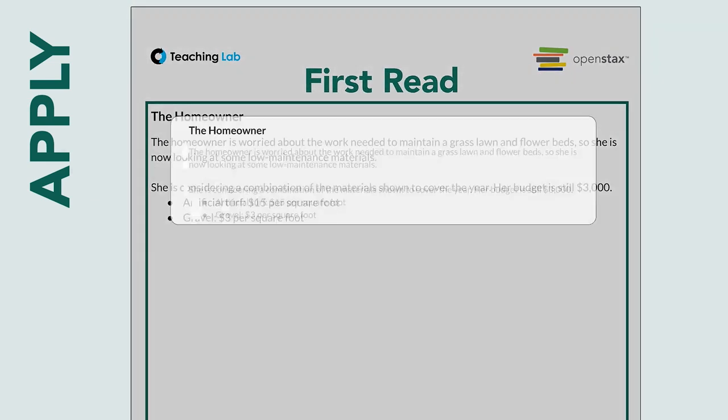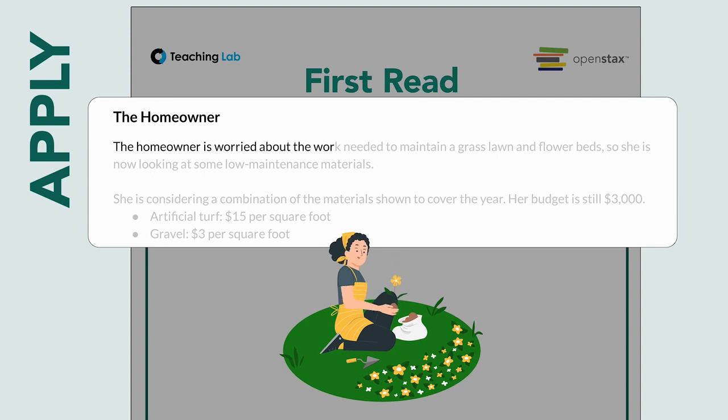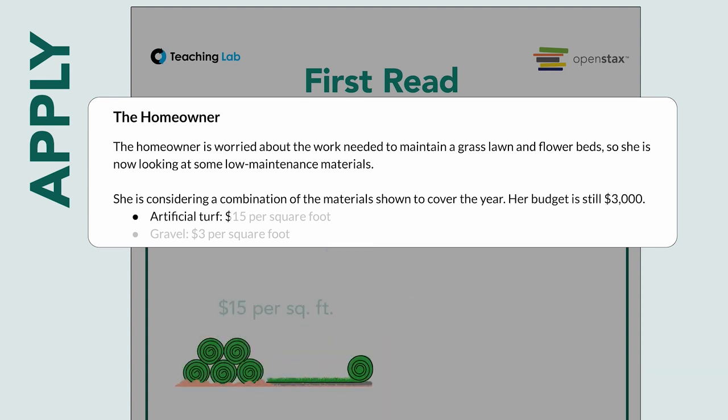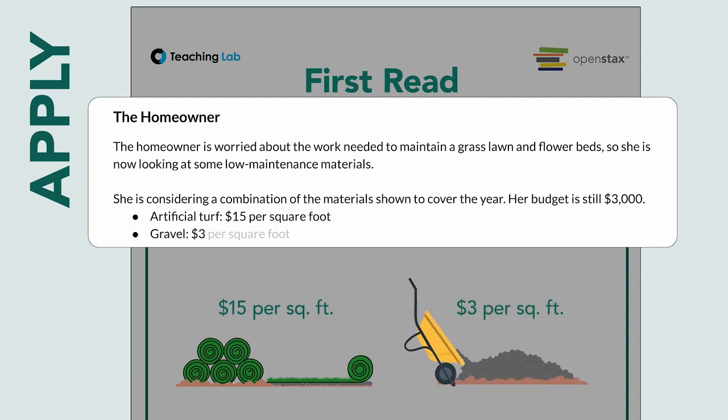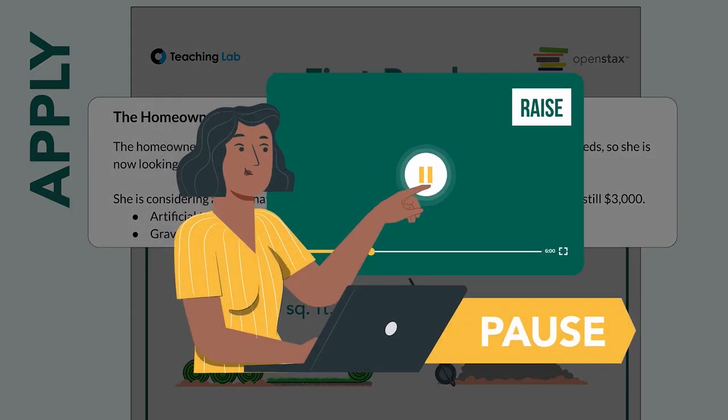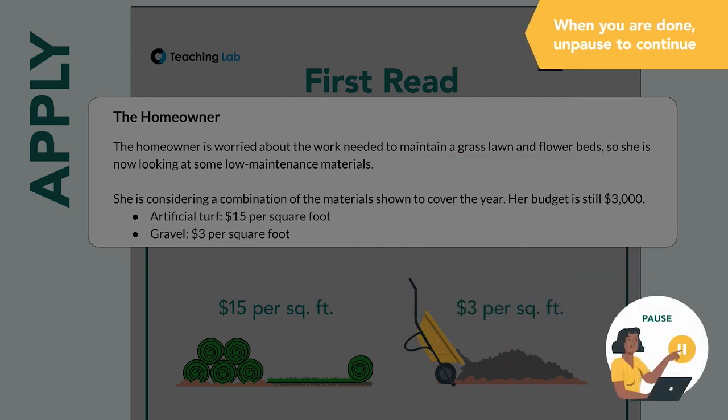Here we go. The homeowner is worried about the work needed to maintain a grass lawn and flower beds, so she is now looking at some low-maintenance materials. She is considering a combination of the materials shown to cover the year. Her budget is still $3,000. Artificial turf, $15 per square foot. Gravel, $3 per square foot. Pause the video and describe what the situation is about without using numbers on your personal note catcher.